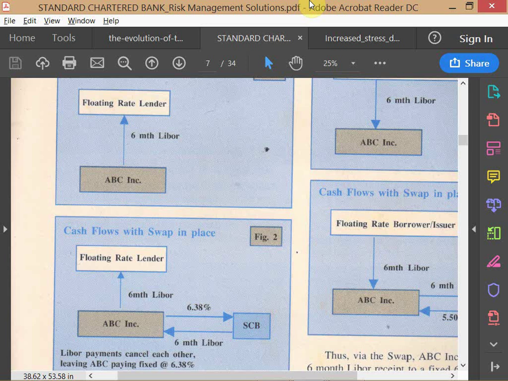We looked at the situation where this company ABC initially has a floating rate loan, and then it wants to manage the risk. It does not want to remain exposed to floating rate LIBOR, to 6-month LIBOR, and therefore it enters into an IRS. This transaction is the IRS, where they're swapping the fixed cash flow with the floating cash flow. Because you're able to receive 6-month LIBOR flat against a 6.38 fixed rate, we say that this is the IRS rate, the IRS rate for 5 years in this example.